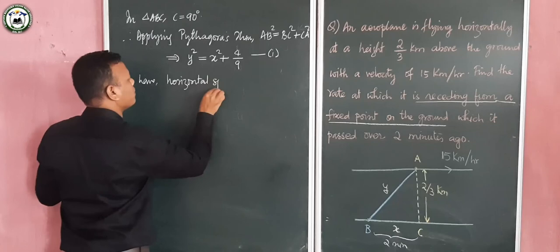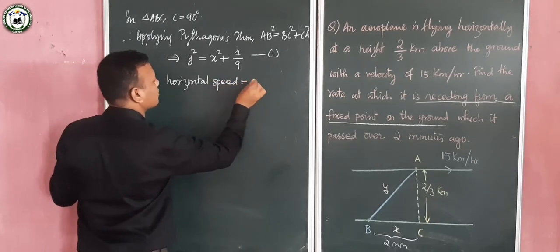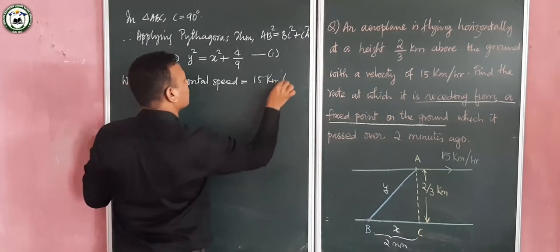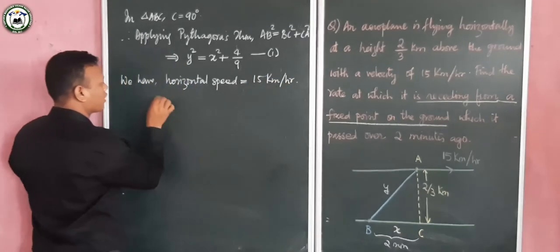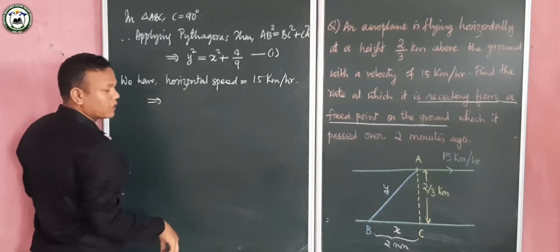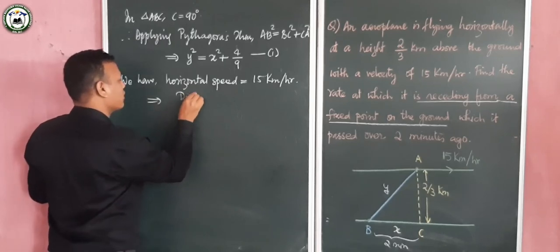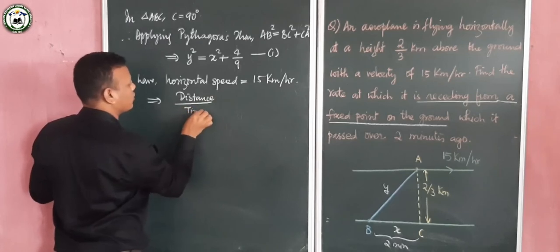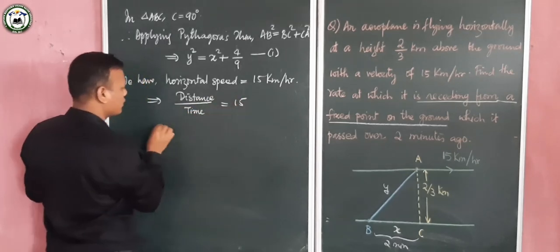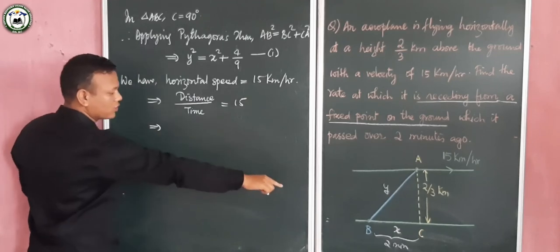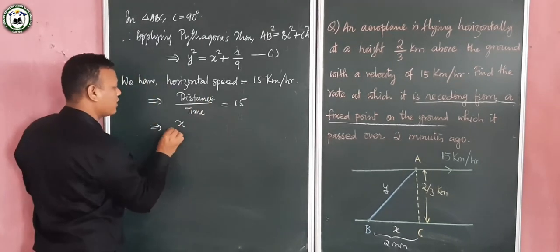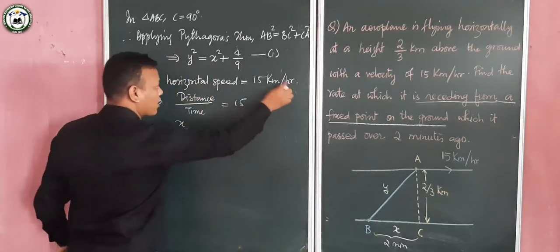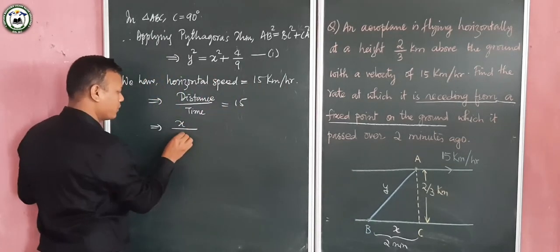What is the horizontal speed? It is 15 kilometer per hour, right? So what is the formula for speed? Distance by time, okay? So distance by time is equal to 15. The horizontal distance is x, and the time taken is 2 minutes.